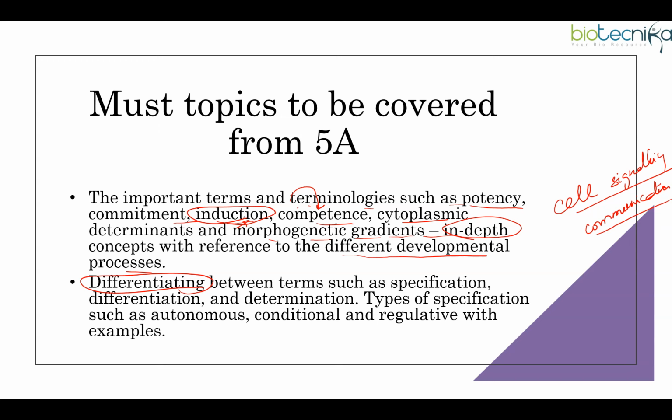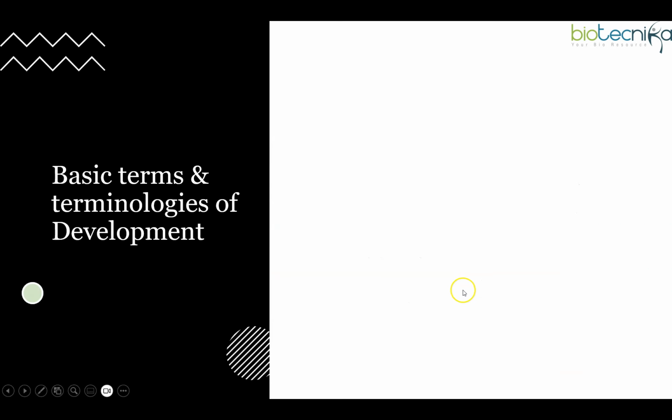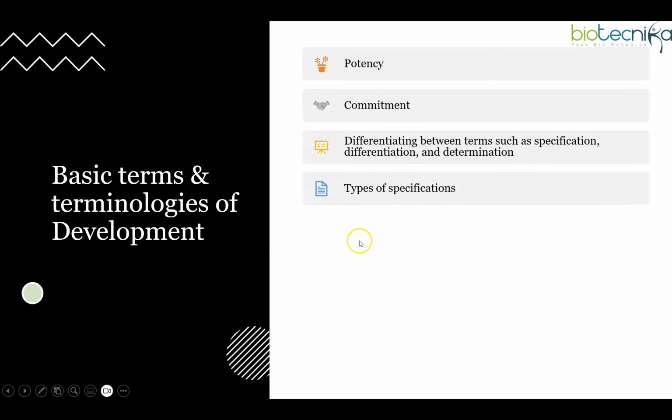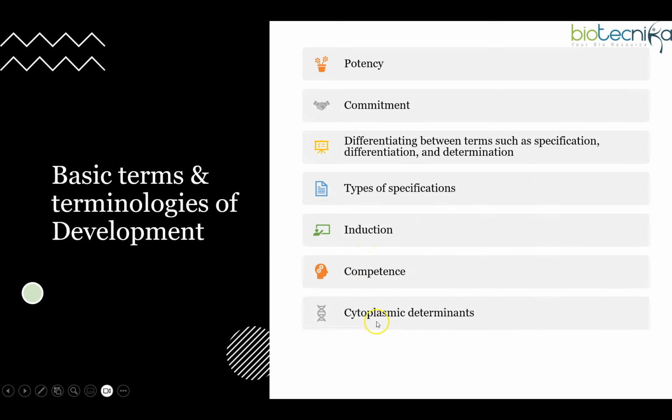Types of specification like autonomous, conditional, regulative, with examples. For example, in tunicates you will get autonomous, in sea urchin you will get conditional development. At which stage will you get? Every detail, attention to detail is something which you have to pay attention to in this unit. Okay. The basic terms and terminologies of development: potency, commitment, and as I just said, induction, competence, cytoplasmic determinants and morphogenetic gradients. Practice as many questions as you can from this particular area.